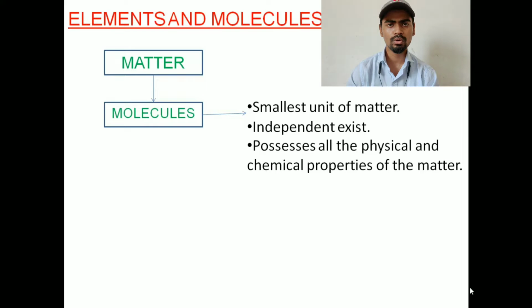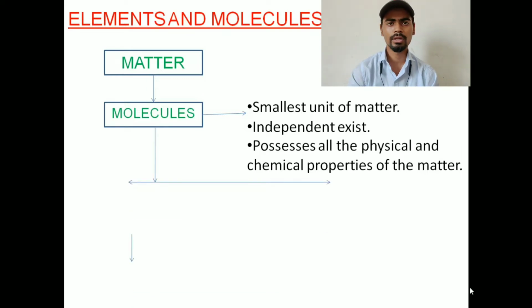If you know the physical or chemical property of a particular molecule, then you know the physical and chemical property of matter, because matter is just a combination of a number of molecules. When a number of molecules combine, they form matter. So if you already know the physical and chemical properties of the molecules, you know the physical and chemical properties of matter as well.